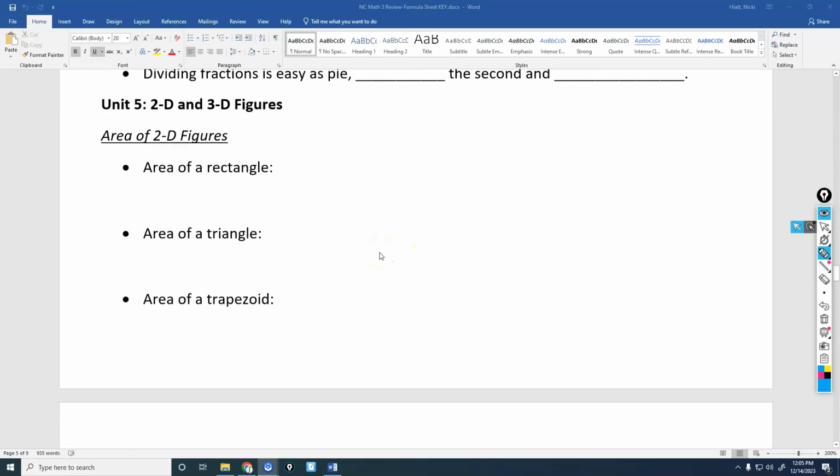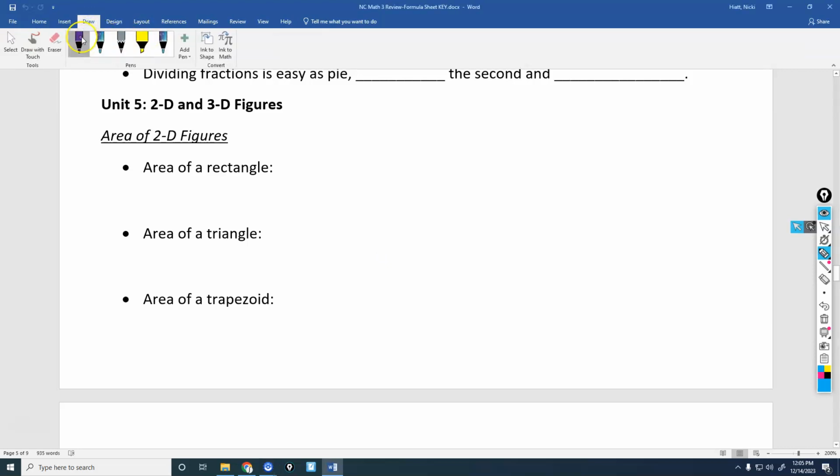Right, so Unit 5 was all your formulas for area, volume, all of that stuff. So for area, the area of a rectangle is length times width, and if we want to draw a picture here, it's length times width. Area of a triangle is 1/2 base times height.